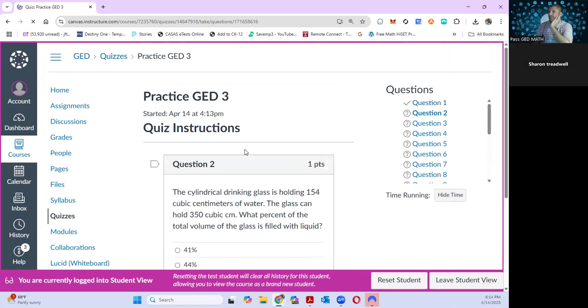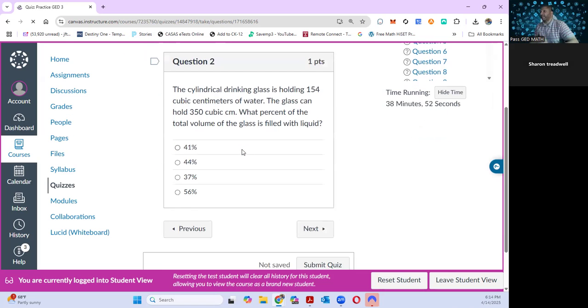Second question. The cylindrical drinking glass is holding 154 cubic centimeters of water. The glass can hold 350 cubic centimeters. What percent of the total volume of the glass is filled with liquid? You can use your calculator, you can use your phone. It says what percent of the total volume?